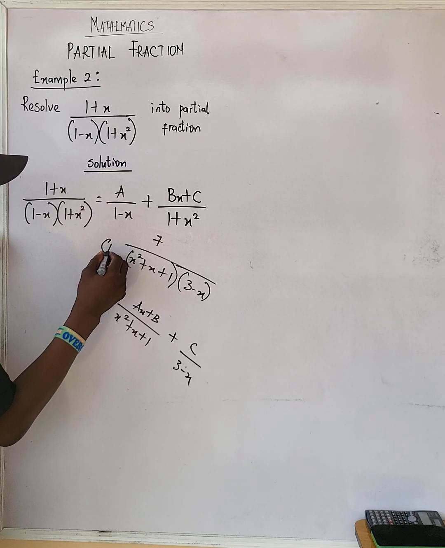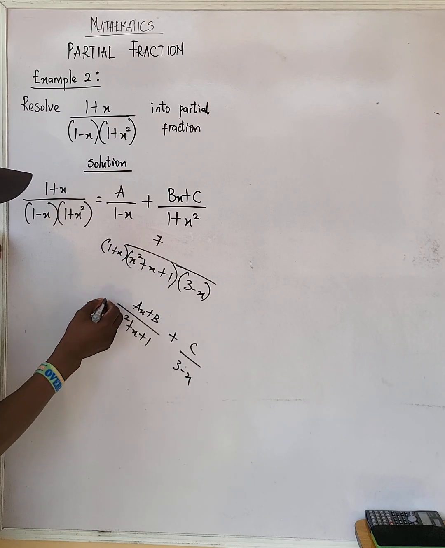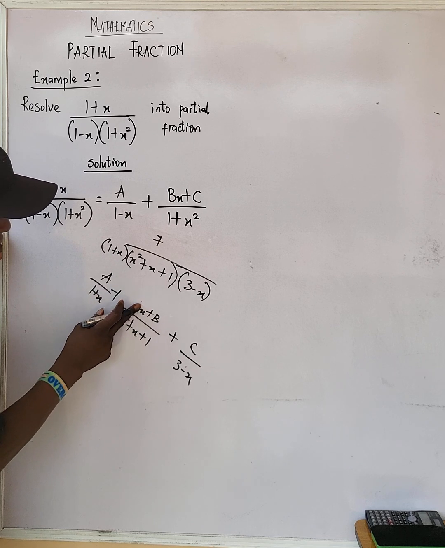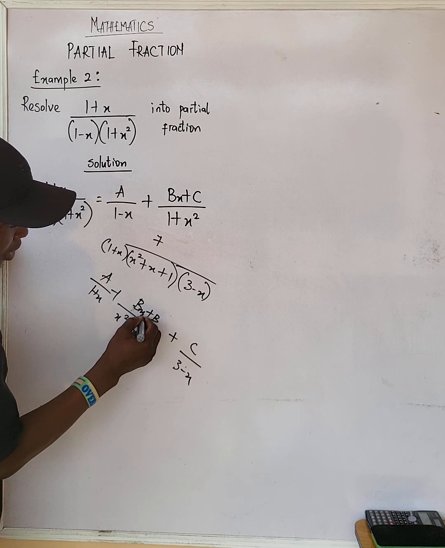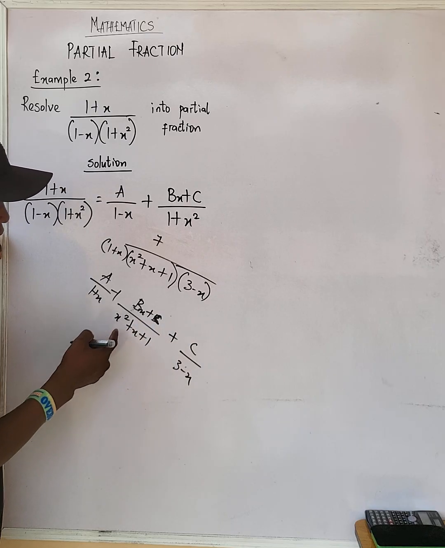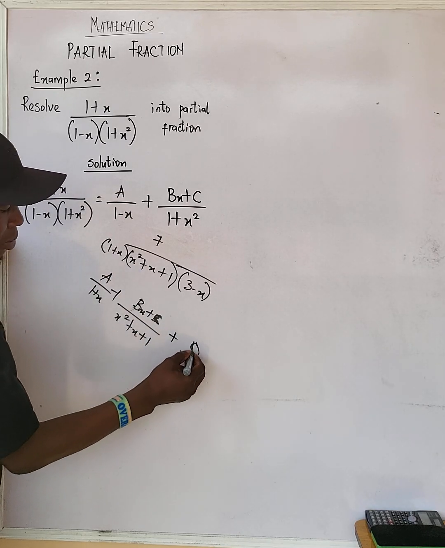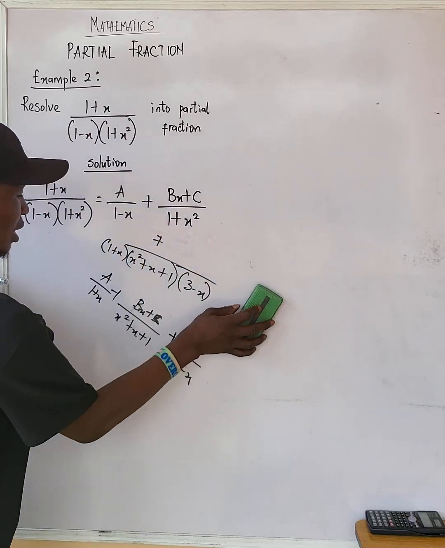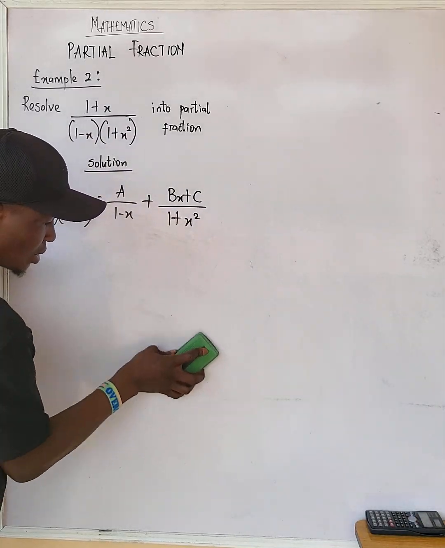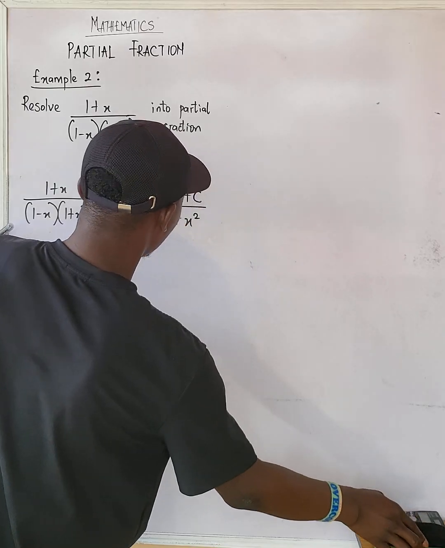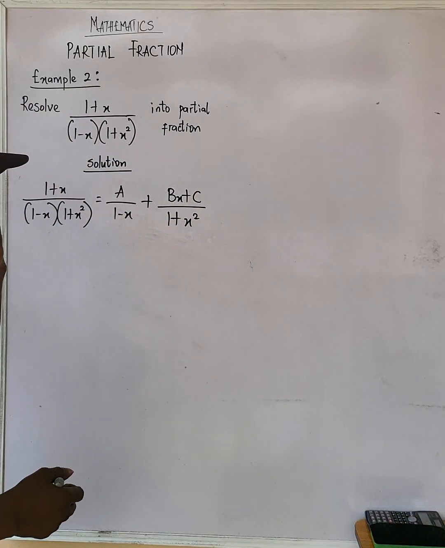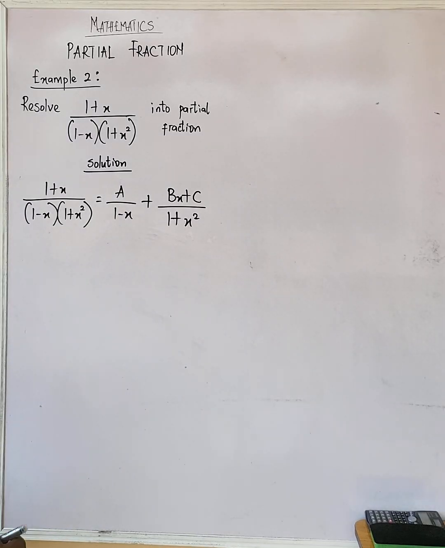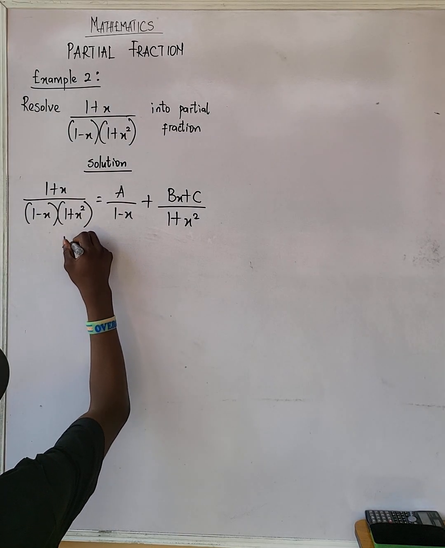So let's say something was in front here. You say A over 1 plus x, then plus, after that it will now be Bx plus C over the one you cannot factorize, and the last one will now be D over this. Do you understand how repeated quadratic is now? It is not hard. That is just that. So now, how do we go about it? After you split it, the first thing is to do your LCM. So let's do our LCM. Our LCM will be what?